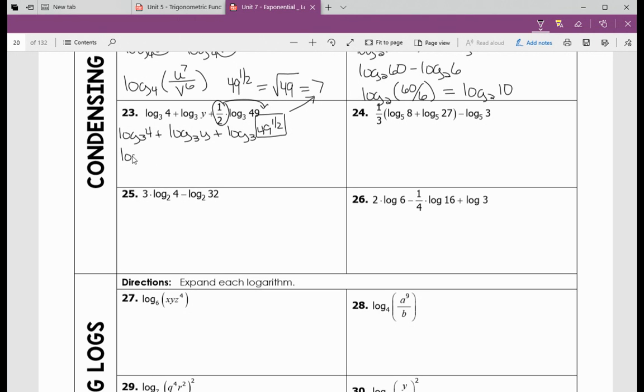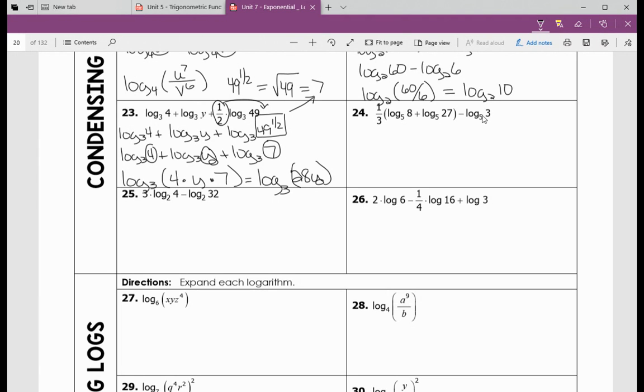So I'm going to rewrite that as log base 3 of 4 plus log base 3 of y plus log base 3 of 7. Now, since I have a log base 3 plus a log base 3, I'm going to use my product property to multiply all of those values together. All three of these values together. So my final answer would be log base 3 of 28y.